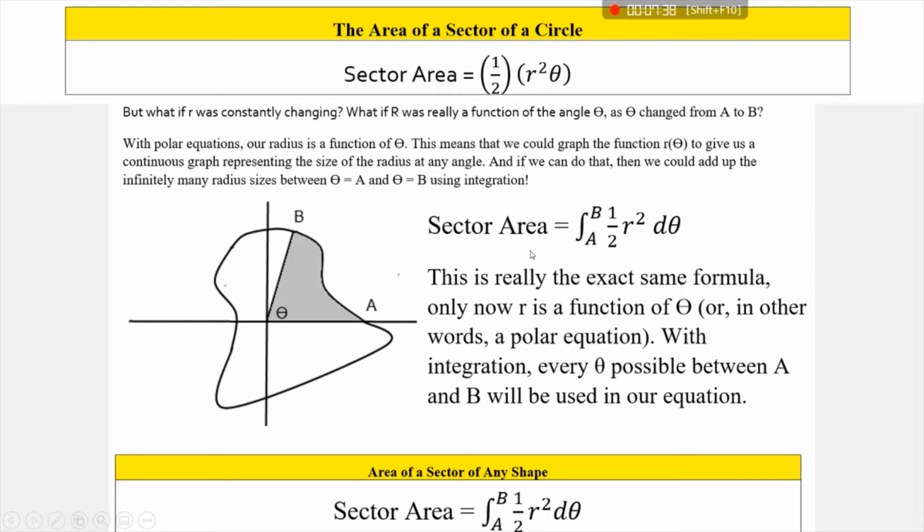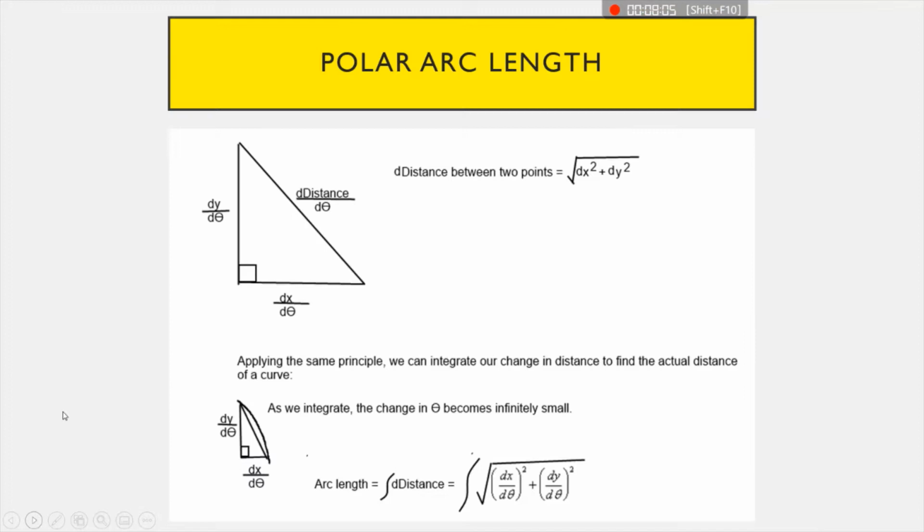So our sector area, as we keep going through, would be the integral from a to b of 1/2 r squared d theta. You've seen this on your formula quiz, as 1/2 integral from alpha to beta of r squared d theta, which is the same thing, we just simplified. Any questions on area? Nope. Okay. Moving fast, this is our review.